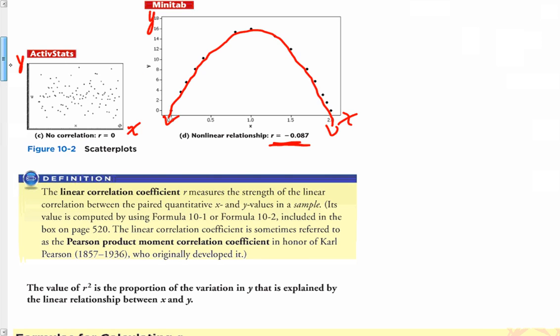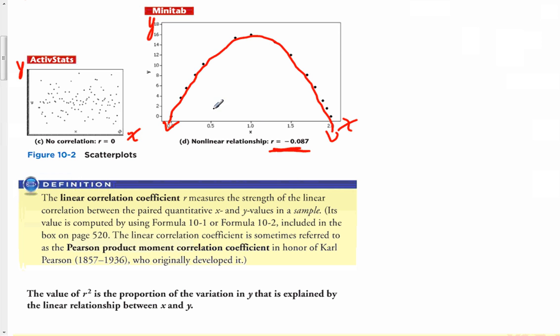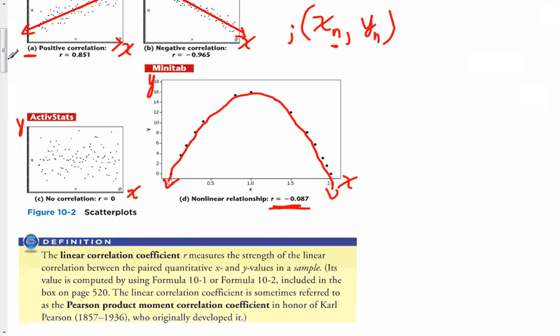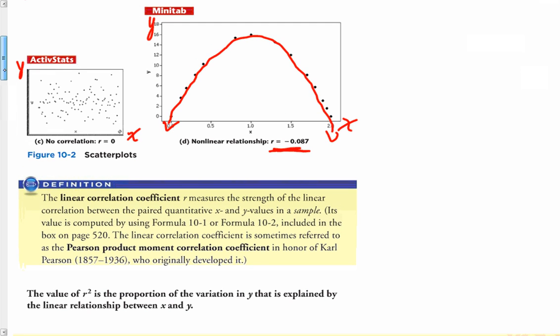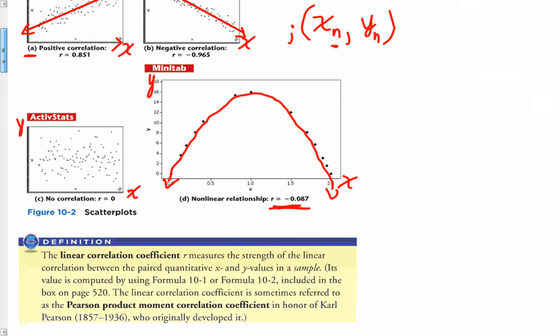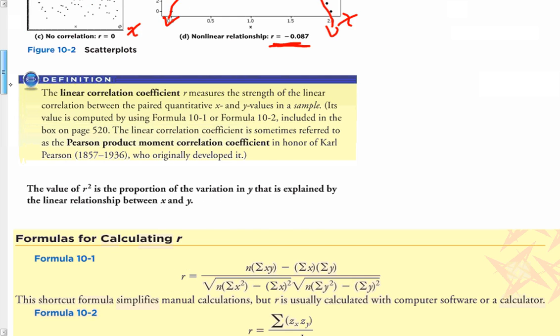Now, R squared: if you take R and you square it, for instance, if you take one of these values of R and square it, then you get another statistic, and that is R squared, and it is the proportion of variation in Y, the dependent variable, that is explained by a linear relationship between X and Y. So it's how good the model would be if we made a linear model, basically. That's what R squared tells us.